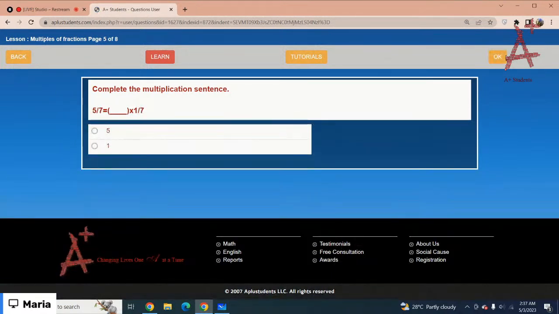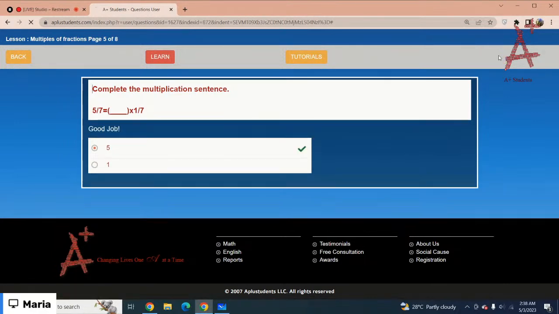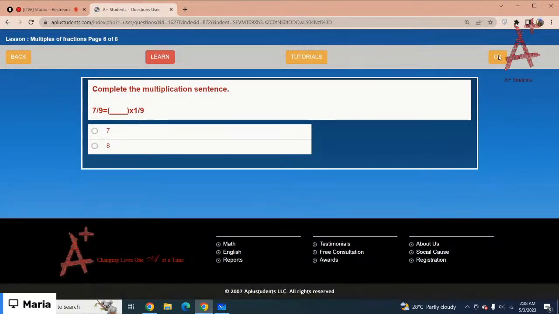Okay, the next one is 5 by 7 equals the missing number times 1 over 7. So which is the correct option? 5 times 1 is 5. That means the missing number is 5. Okay, the next one is 7 by 9 equals the missing number times 1 over 9. So you already have denominator. So 7 times 1 is 7. That means the missing number is 7. It would be 7 over 9.